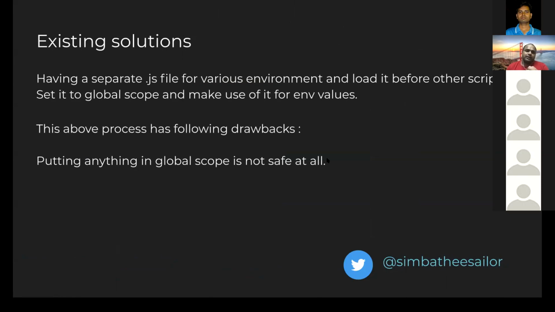An existing solution is that we can have a separate .js file for various environments and load it before other scripts in your web page. You can load it in the head, and once that is loaded, you can set it to the global scope. On the browser, the global scope is nothing but window. So you set window dot some param equal to some value that you have already kept ready and are just serving from your public folder.